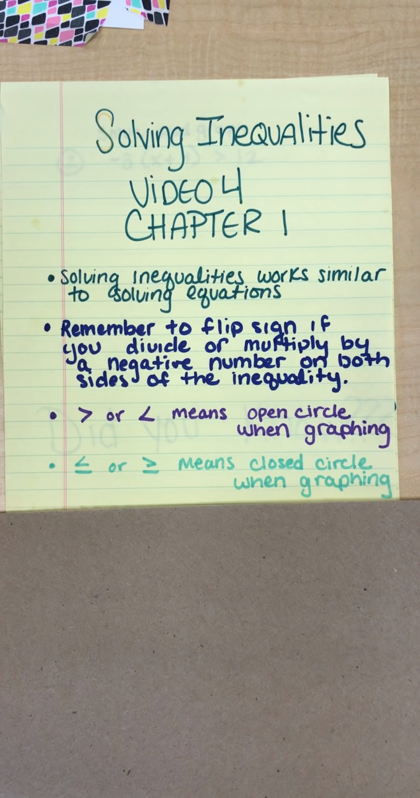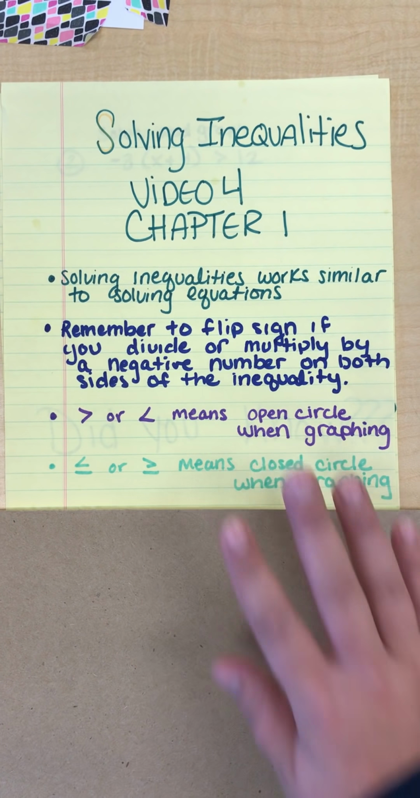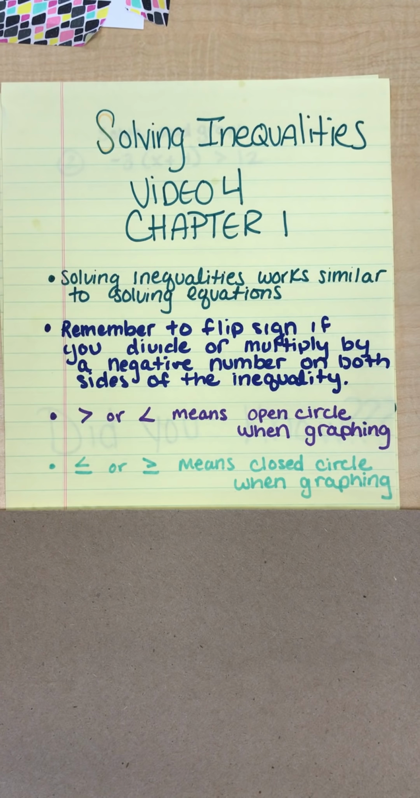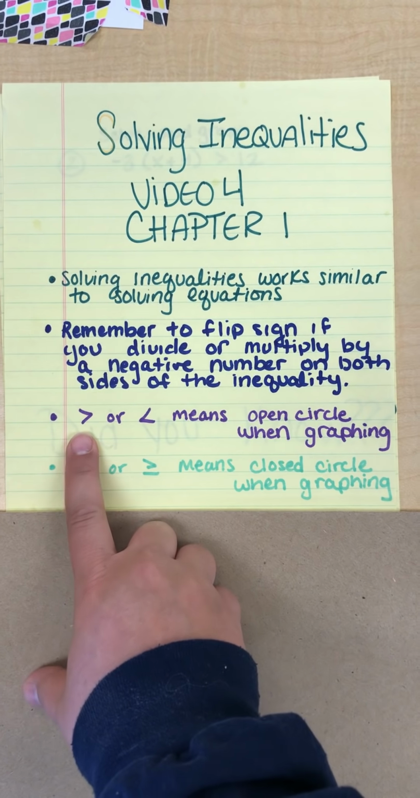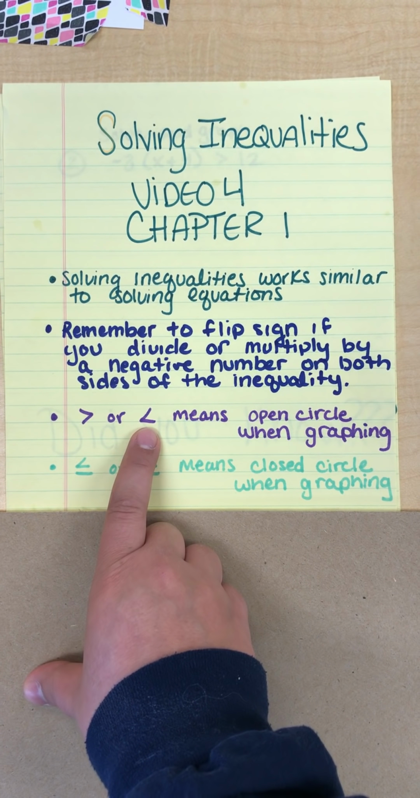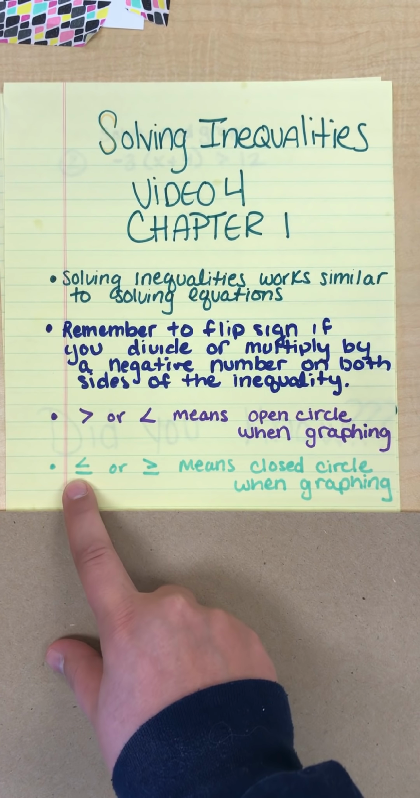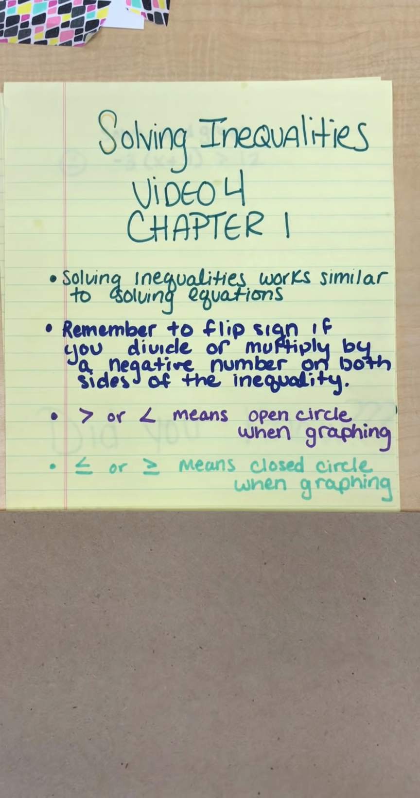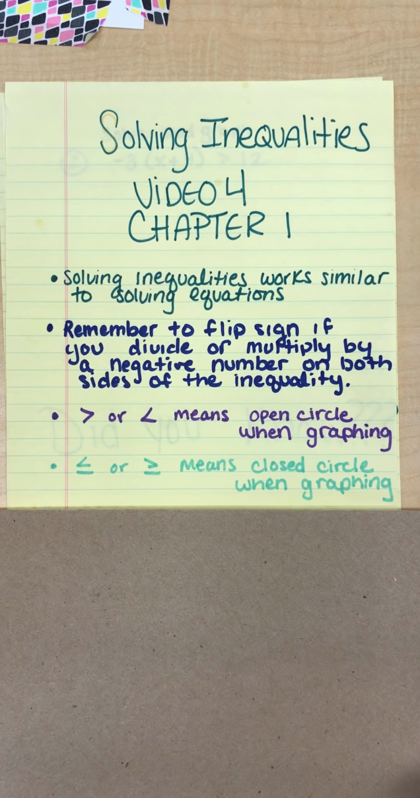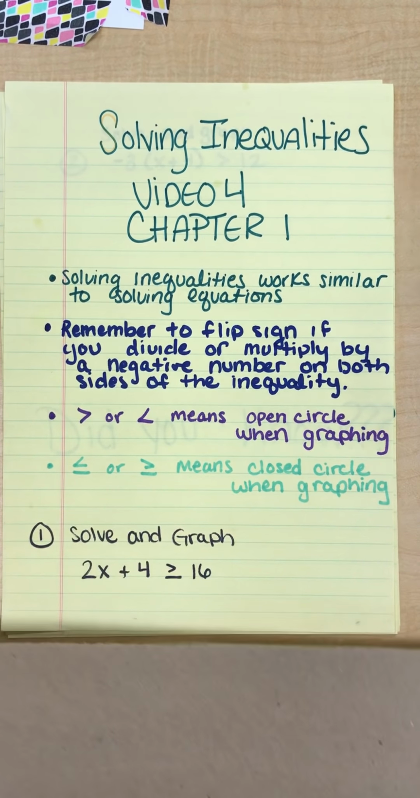And then when we're graphing our inequality, because some problems will ask us to graph our solution, if we have a greater than or less than symbol, this is going to mean that we have an open circle when we're graphing. And if we have the equal to, so less than or equal to or greater than or equal to, we're going to use a closed circle. And we'll talk more about that when we actually go to the graphing part.